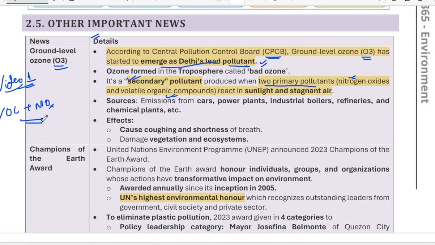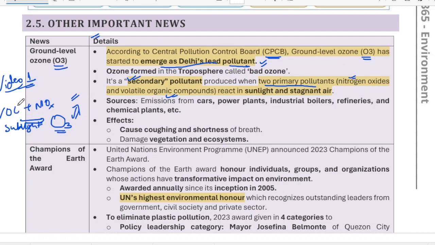When these come in direct contact with sunlight, it leads to the formation of ozone. So this ozone is being formed in Delhi in very high quantities. That's why it is the leading pollutant of Delhi now.